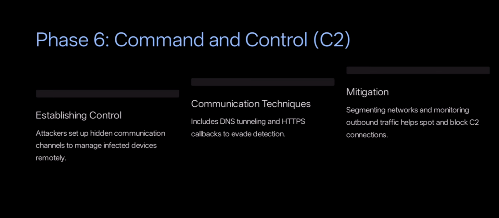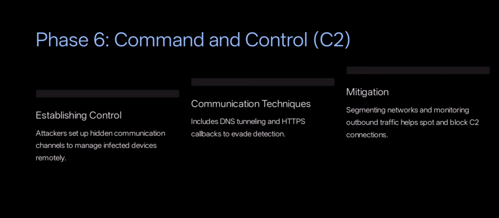2. What is Command and Control, C2? Command and Control, C2, is the phase where the attacker establishes a secure, reliable communication channel with the compromised system. This allows the attacker to issue commands remotely, receive stolen data, update malware, and expand the attack into other systems. The C2 infrastructure acts as the adversary's hands and eyes inside the victim network.